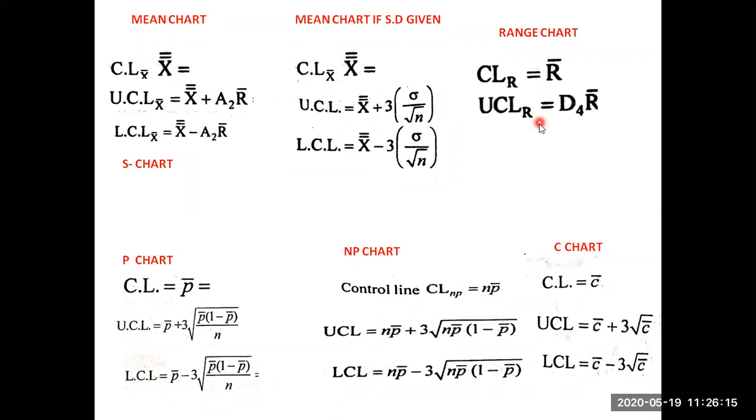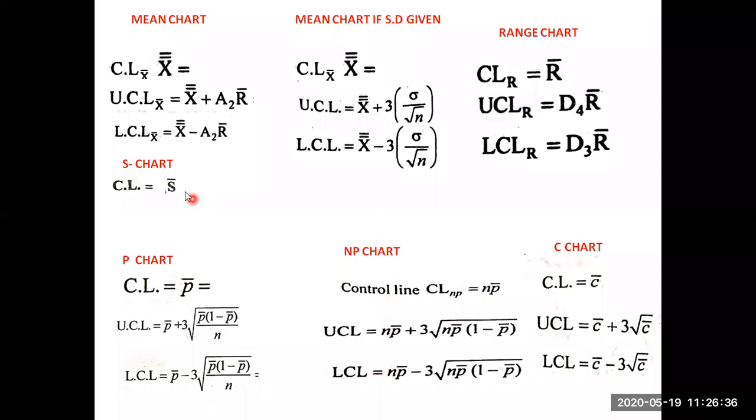Control line is R bar. Upper control line is D4 R bar. Lower control line is D3 R bar. Okay. Here, this formula you have to use when the standard deviation is given. This formula you have to use when the standard deviation is not given. Here it is the range chart formula. P chart, NP chart, C chart.